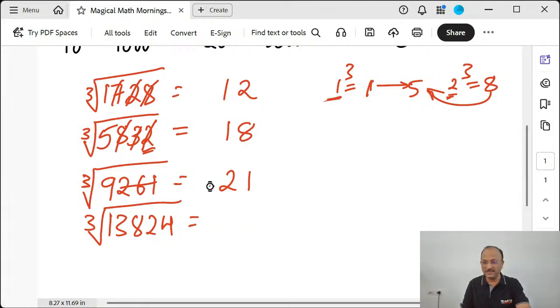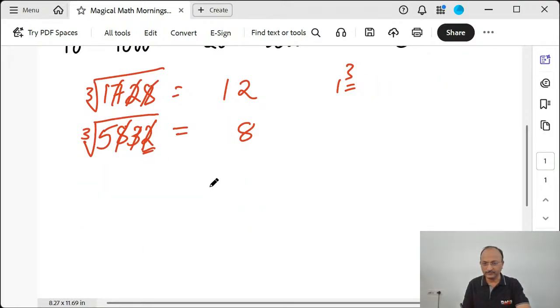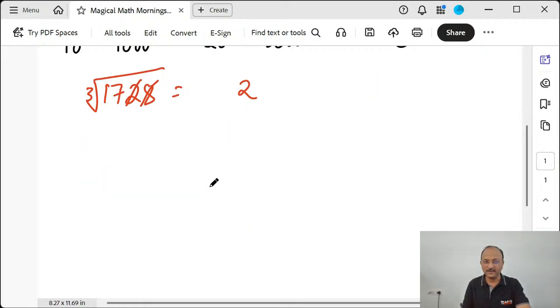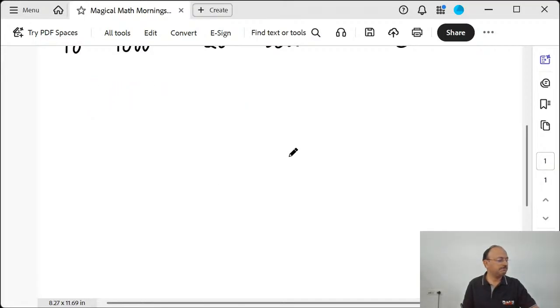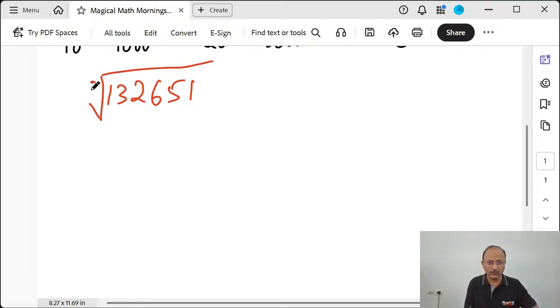We'll practice some numbers. Okay, let's go for this. Let me take 132651. I have selected some perfect cubes. Its cube root we want to find out.